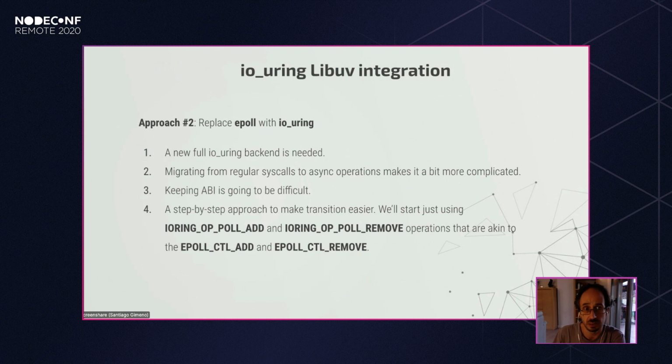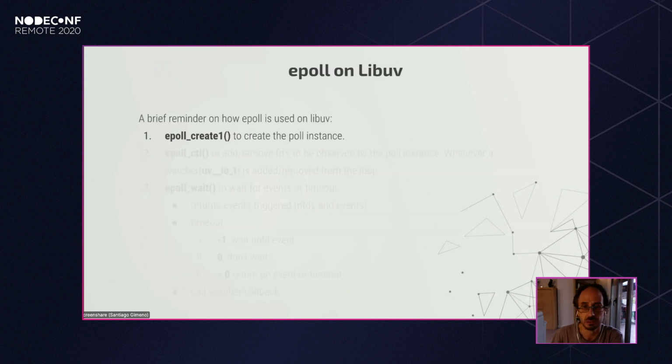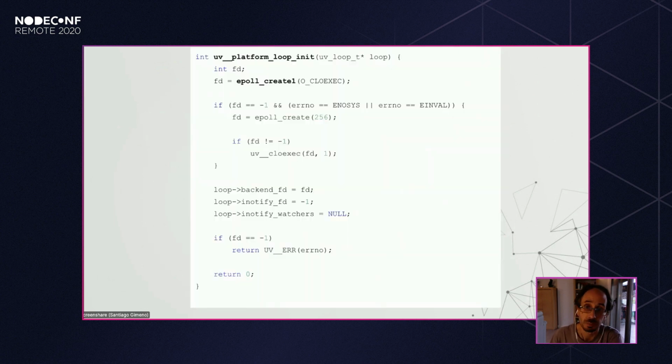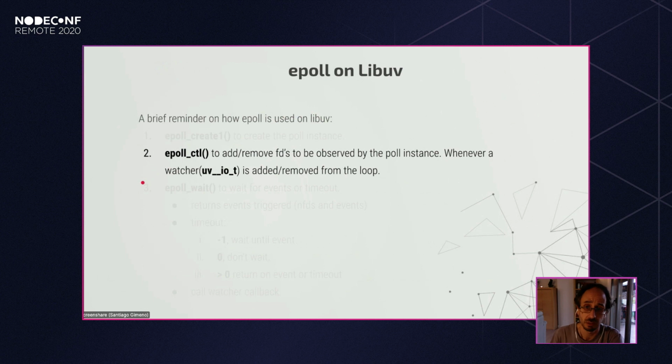So as a first step, I set this problem aside and just use the poll add and poll remove io_uring operations that are akin to the epoll_ctl ops, and see how it would go. But first, I'd like to give a brief reminder on how epoll is used in libuv. So epoll_create1 is used in the platform loop init method in order to create the epoll instance. Then the epoll_ctl method is used to add, remove, or modify file descriptors to be observed by the epoll instance. It's called whenever a watcher is added or removed from the loop.